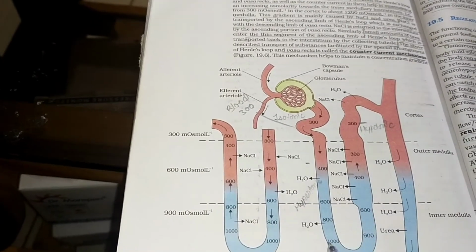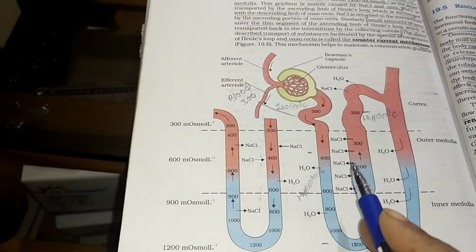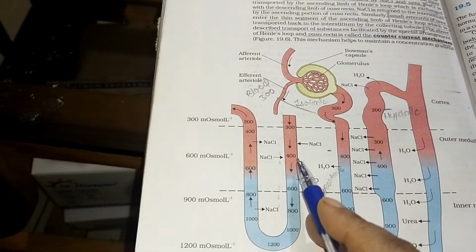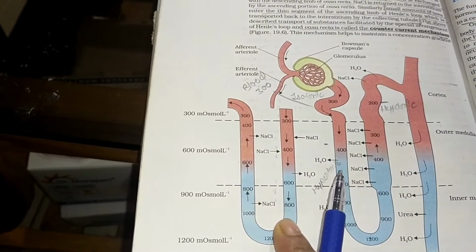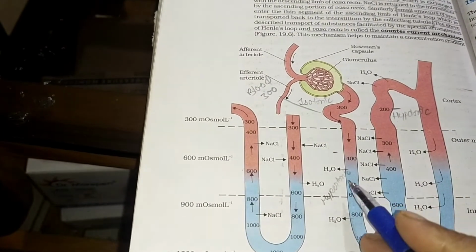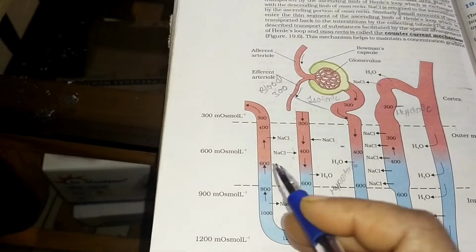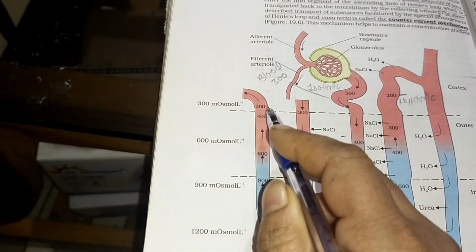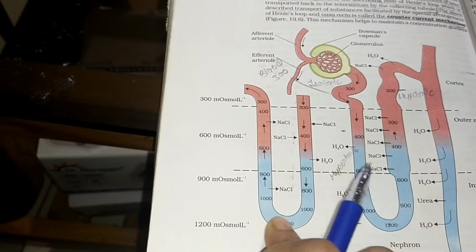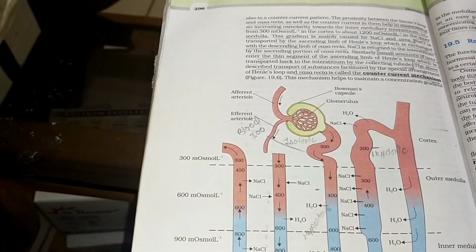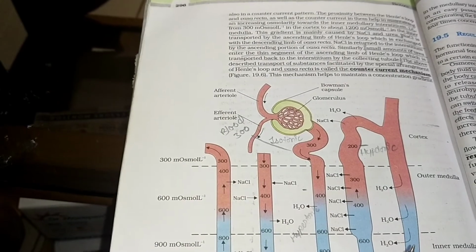One more time, the NaCl released by the ascending limb of Henle's loop is absorbed by the descending limb of the vasa recta. Water is permeable in the descending limb of the Henle's loop, whereas NaCl is permeable in the ascending limb. The NaCl absorbed here is again released by the ascending limb of the vasa recta. Clear?